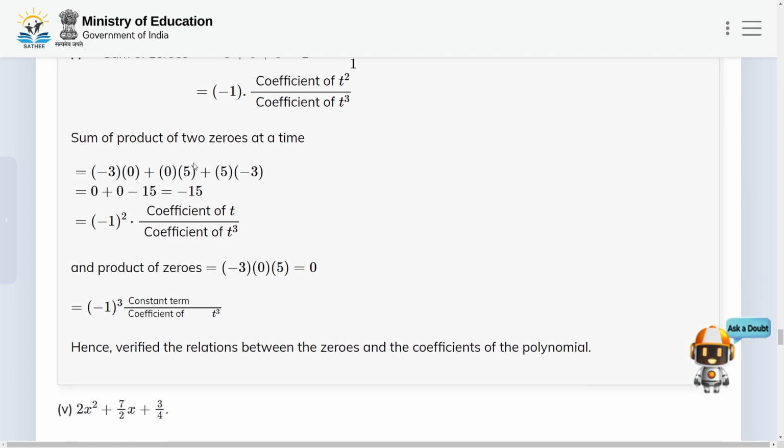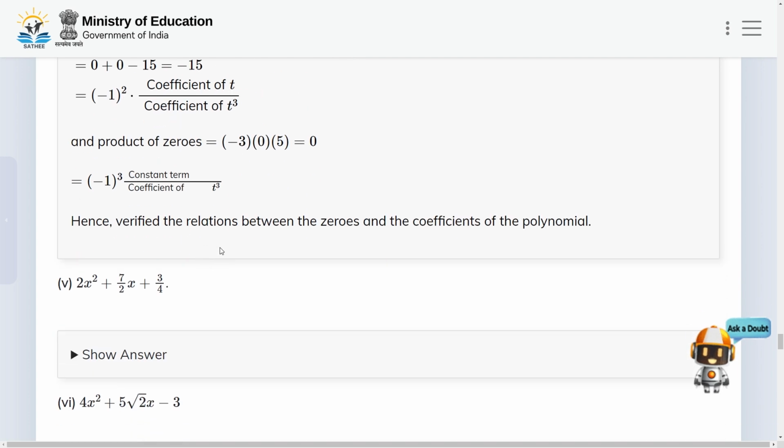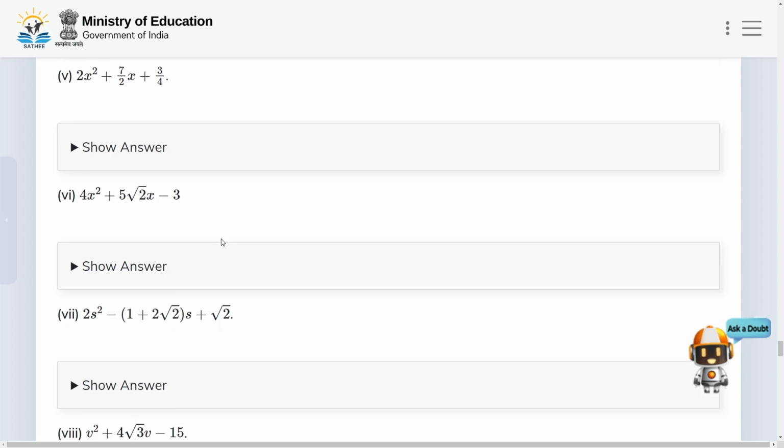And now the sum of the products of zeros taken two at a time is (-3)(0) + (0)(5) + (5)(-3), which is equal to -15, and you can write this as coefficient of t divided by coefficient of t³. And now the product of zeros is -3 into 0 into 5, which is equal to 0, and this is equal to minus constant term divided by coefficient of t³. Hence verified the relations between the zeros and the coefficients of the polynomial. And now let us see the fifth one.